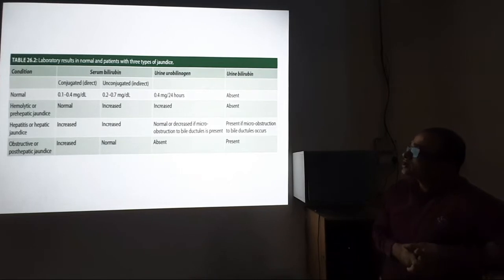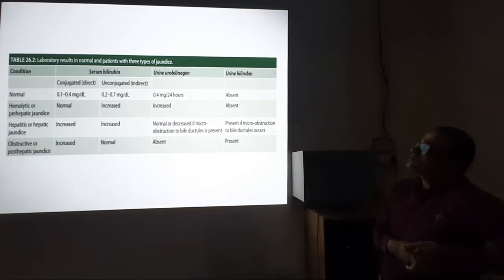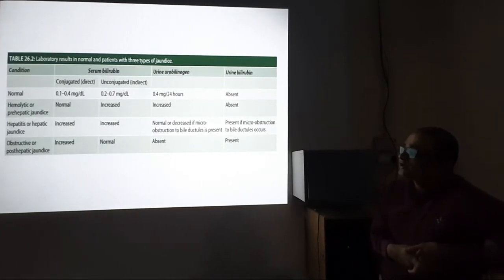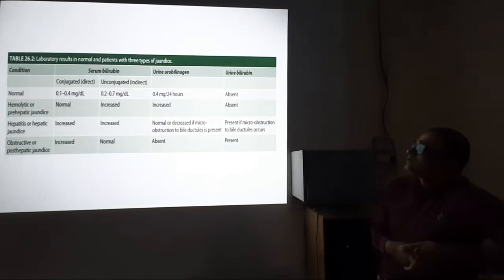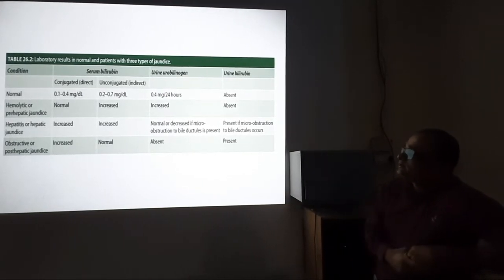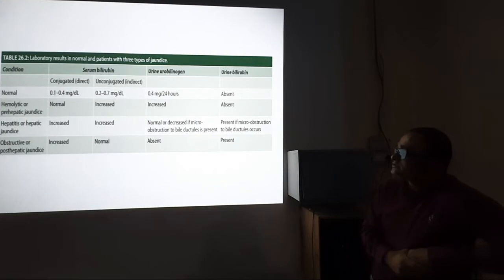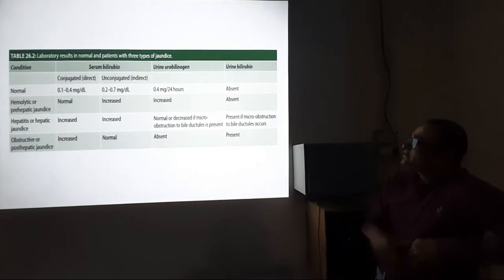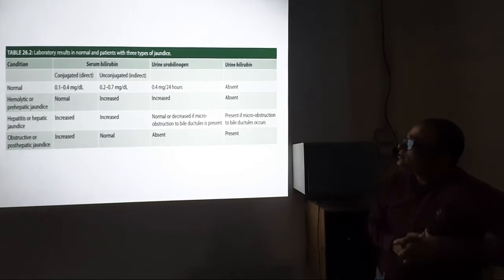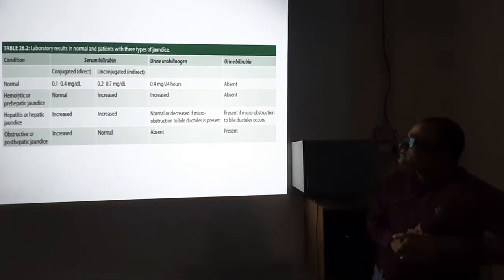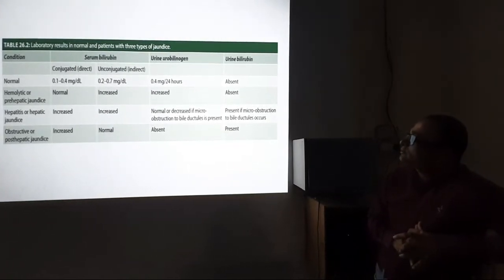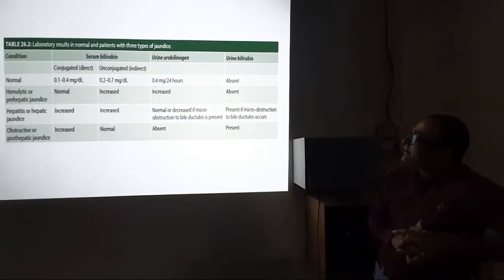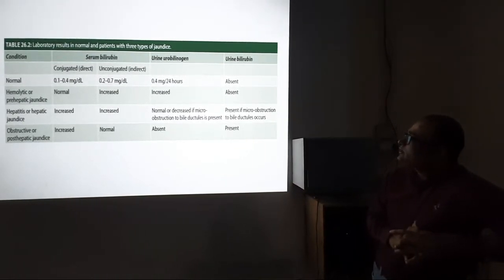Then the next is obstructive jaundice. In obstructive jaundice, what is happening? Conjugation has already occurred, so unconjugated bilirubin will be normal, but the conjugated form will be increased because it is not able to go into the intestine. If it is not going to the intestine, urobilinogen is not formed in the intestine, so there will be absence of urobilinogen in the urine. And as you know, conjugated bilirubin is soluble in water, so it will appear in the urine.